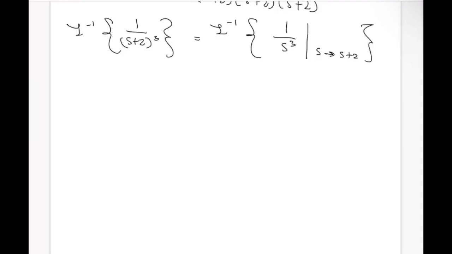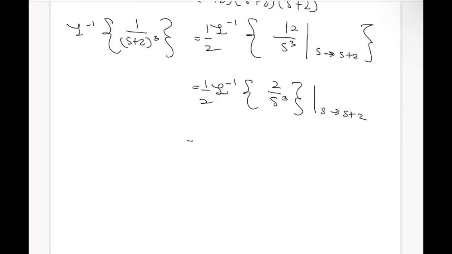And then, so we have the inverse of... we need this to be equal to 2, which means I need to divide by 2. So 1 over 2, times 2 over s to the power of 3, where s is s plus 2. So 1 over 2, here will be exponent minus 2t. Here will be t square.